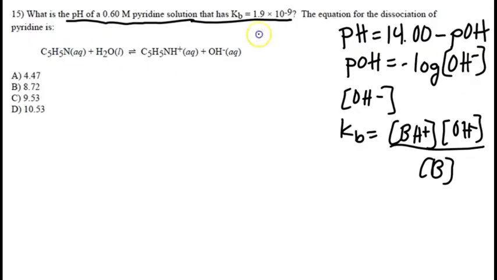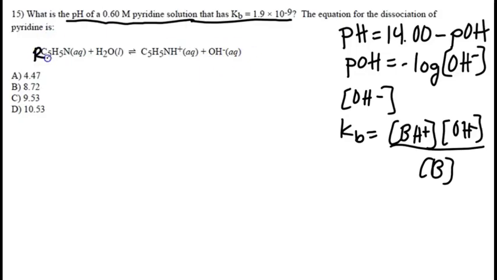So usually when I see a Kb value, I'm like, what's my expression? I already have my expression that I'm going to specifically tailor to the reaction given, and I already know how to set it up. They already wrote the reaction for me, so I don't have to come up with it myself. This is pyridine. It's going to be mixed with water. It's going to produce C5H5NH plus and OH minus. Okay, folks? So we're starting off with a base, and it's going to create a conjugate acid and OH minus in solution.